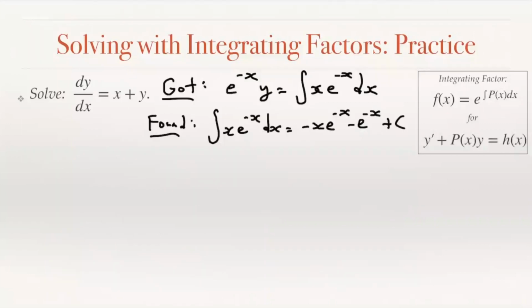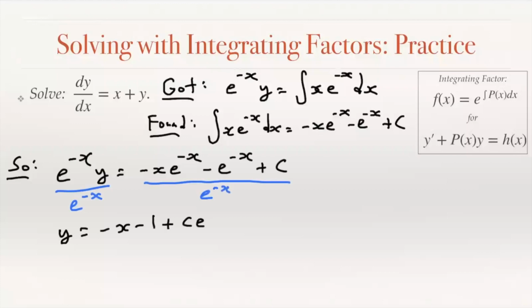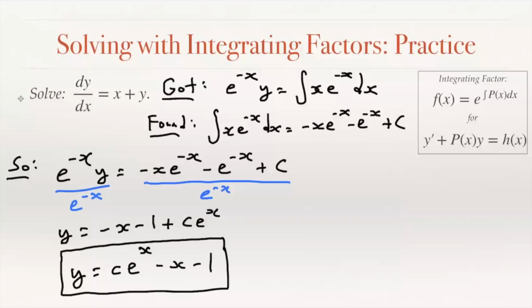Okay, so with our integrating factor, we got this, and we found just now that the integral of that right-hand side is this. So we have e to the negative x times y is that. And now dividing both sides by e to the negative x, we get that y is negative x minus 1 plus c e to the x, better known as y is c e to the x minus 1. And we can always check our work by plugging in and verifying, and it does work.